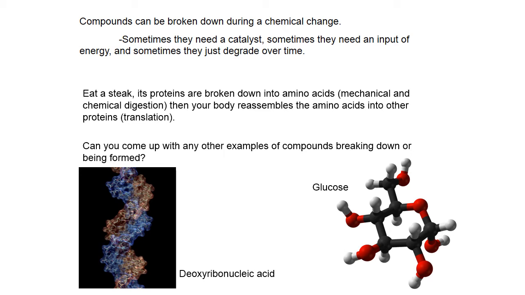For example, when you eat a steak, its proteins, which are large compounds, are broken down into amino acids, which are smaller compounds, by mechanical and chemical digestion. Your body then reassembles the amino acids into other proteins that the cells of your body need. If you take a few minutes to think about it, you should be able to come up with some other examples of chemical reactions that take place in your body or around the house. Each of them is just an example of compounds changing.